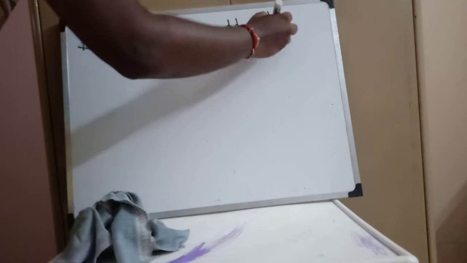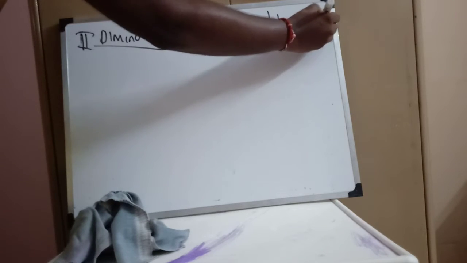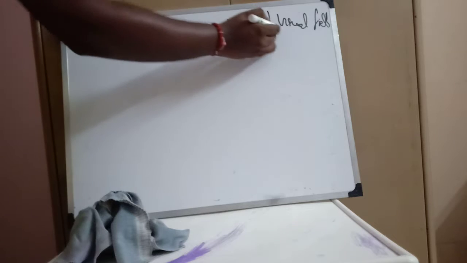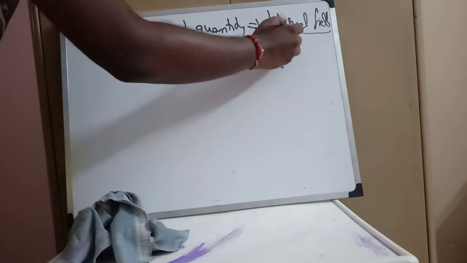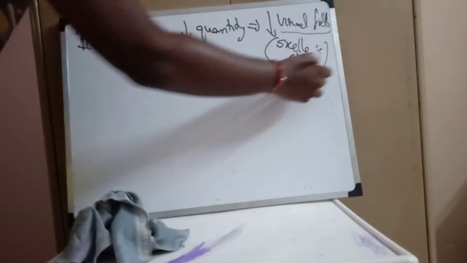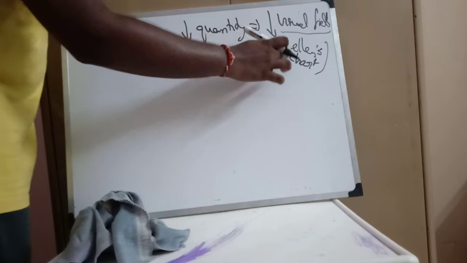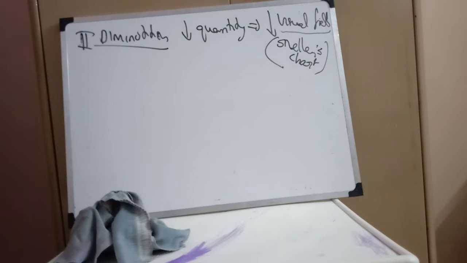The next major symptom is going to be diminution of vision. Diminution of vision can be defined as a reduction in the quantity of vision. That is, there is going to be a reduction in the visual field of the person. You have to remember that the visual field of the person can be measured using the Snellen's chart. Okay, we'll discuss Snellen's chart when we come to investigations. But as of now, remember the field of vision can be measured using Snellen's chart.